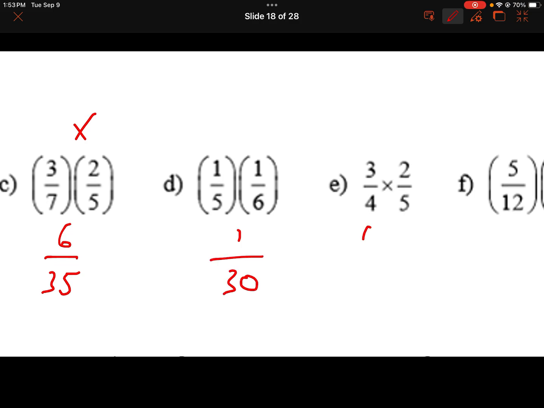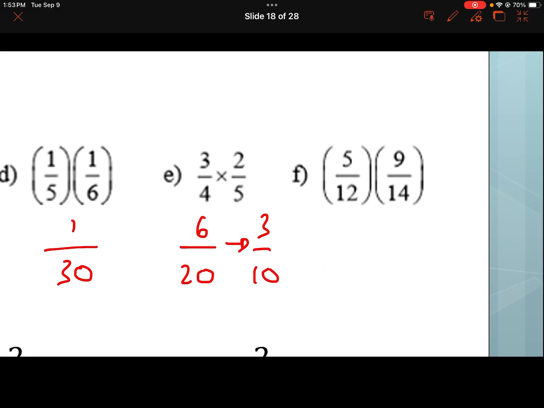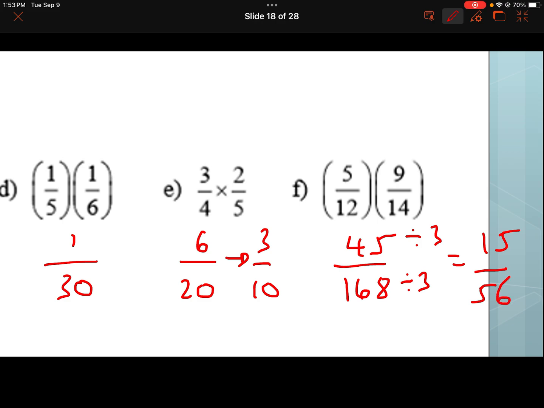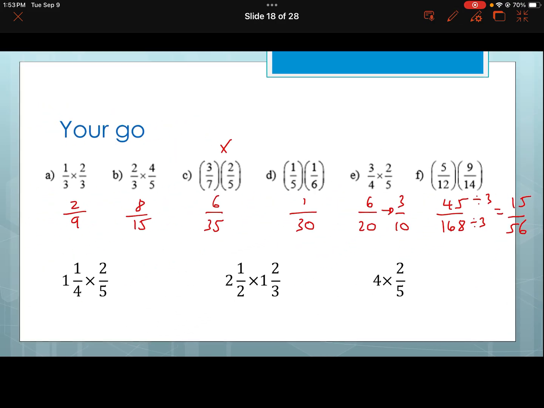3 times 2 is 6, 4 times 5 is 20, and then you could have turned that into 3 over 10, but again, I'm not going through how. And then this horrible looking thing, 5 times 9 is 45, 12 times 14 is 168, and then you can recognize they're both divisible by 3. Now, there are shortcuts in all of this, but I'm not going to show you why. And that gives me 56. So if you got 45 over 168 or 15 over 56, you're the best in the world.